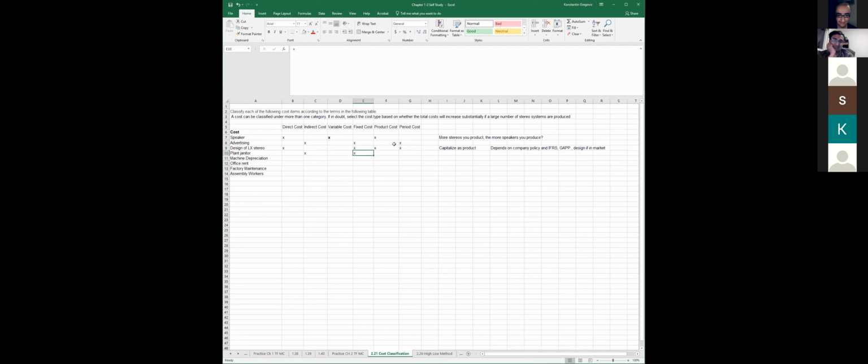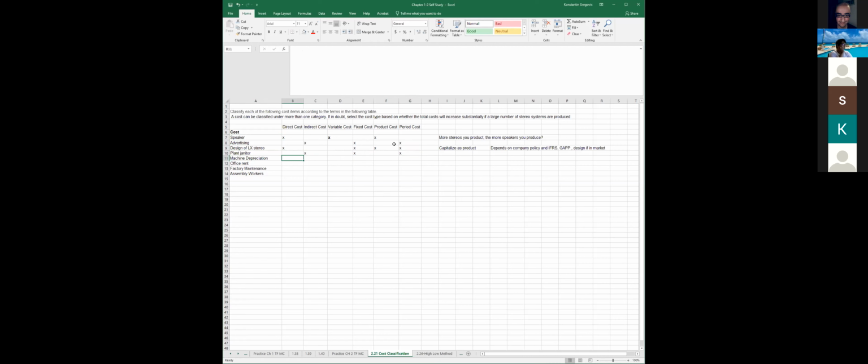Well, mostly they are paid per hour, so maybe it's variable. I'd say it's still a fixed cost. It'd be fixed cost regardless. I'm leaning toward fixed, but you can argue variable too. But it's not direct. Let's face it. If I add more speakers on two stereos, do I need a janitor for every stereo? No, that's why it's not direct. Okay. But would you have to clean more, though? So product or period, right? Plant janitor? Yeah.